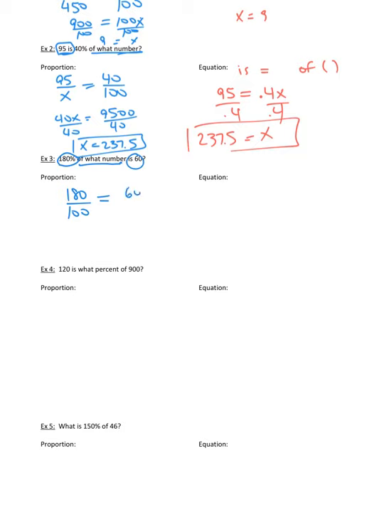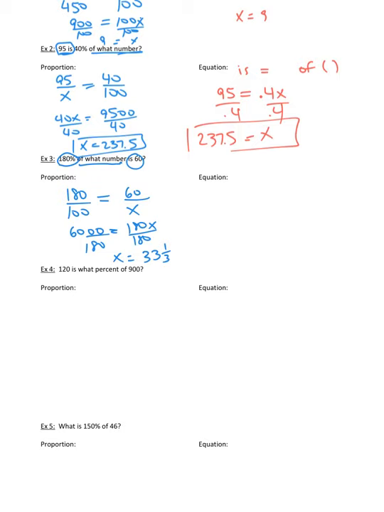So the 60 is the part because it has the word is, and of what number, I'm looking for the whole. So I'm going to cross multiply. 60 times 100 is 6,000. 180 times x is 180x. Divide both sides by 180. And I have 6,000 divided by 180 is 33.33333. When you get 33.33333, you can just say 33 1/3. It's a nicer way of expressing it.